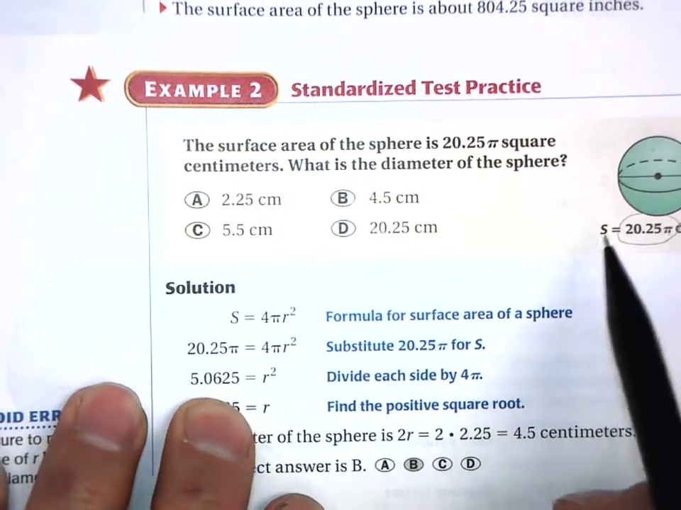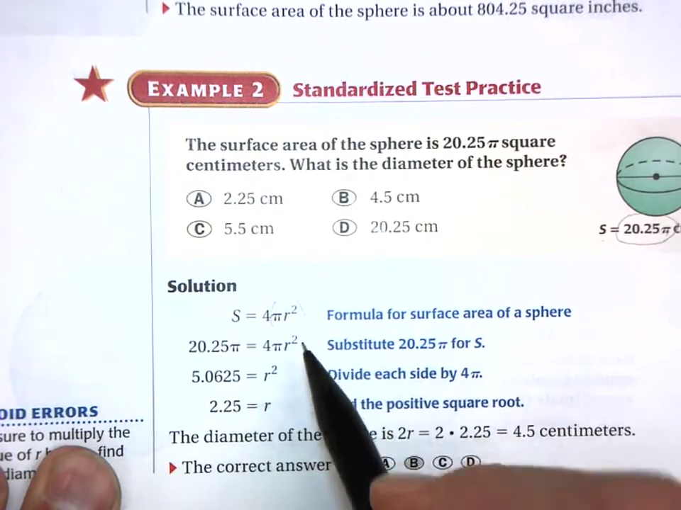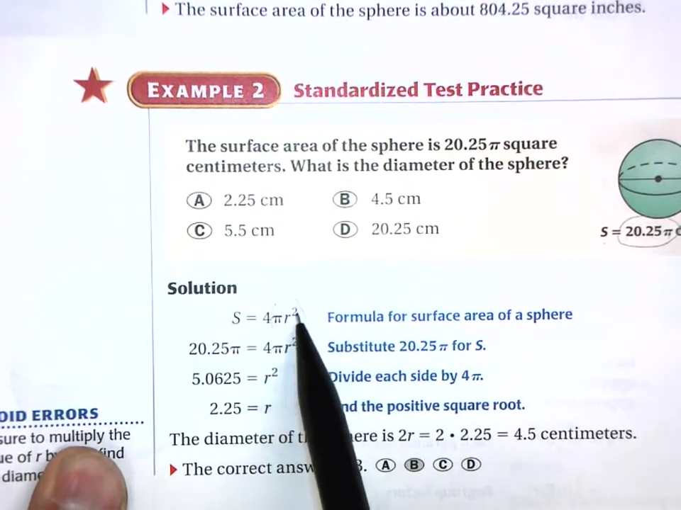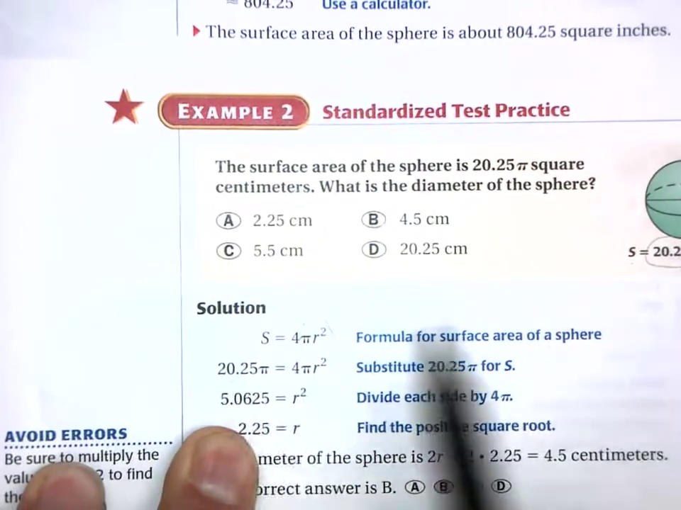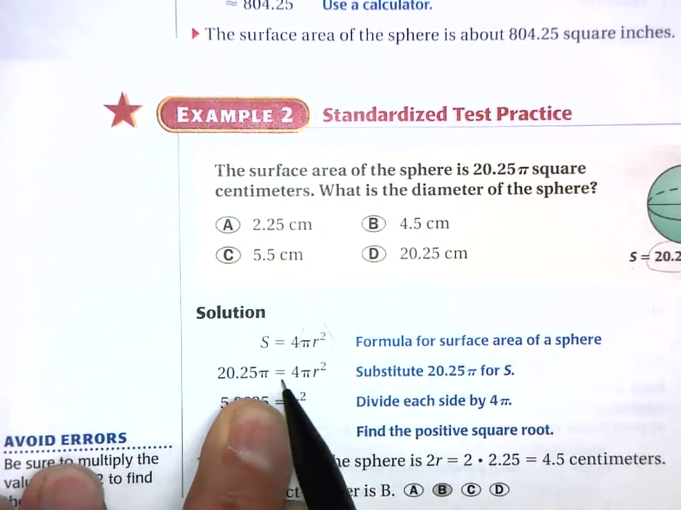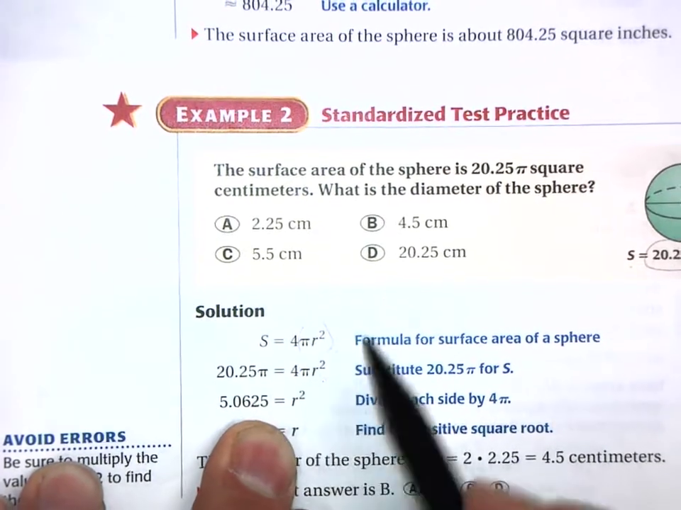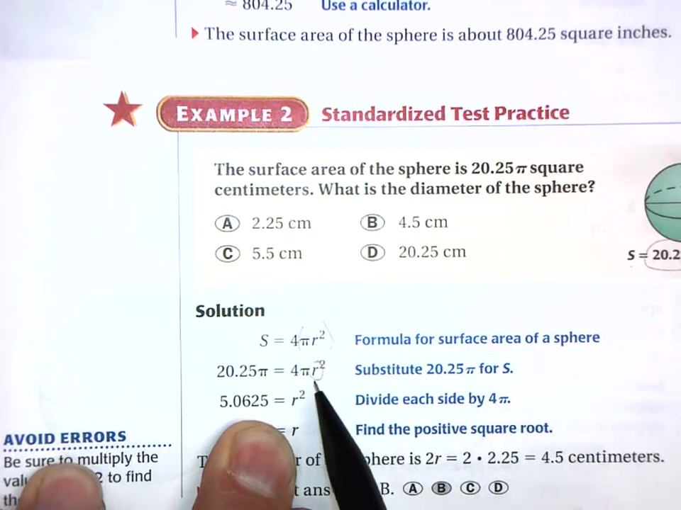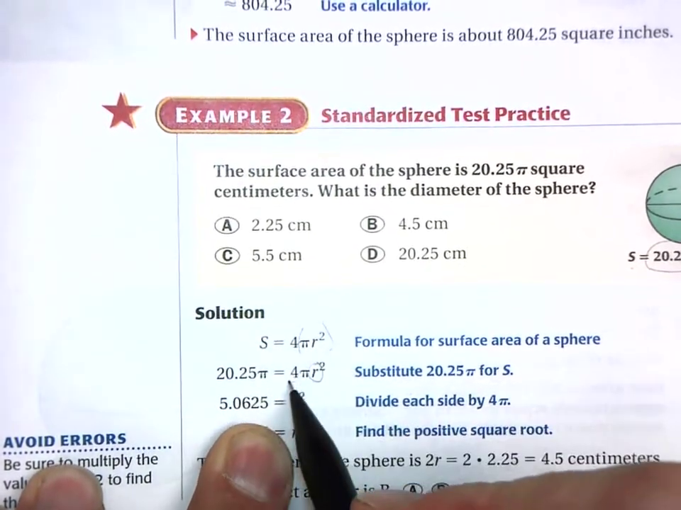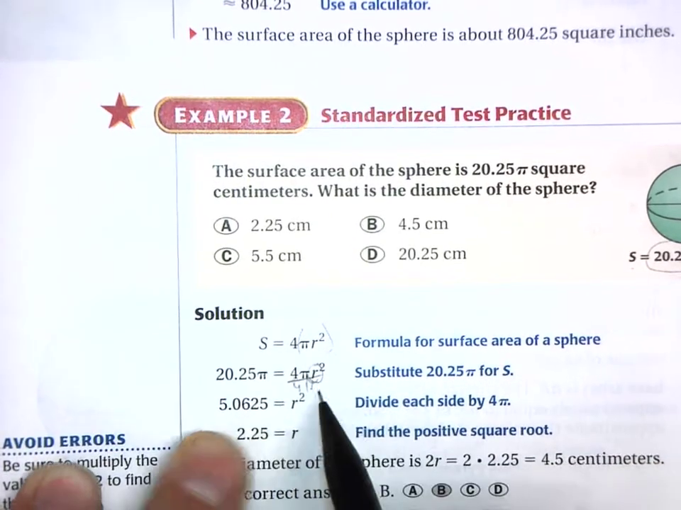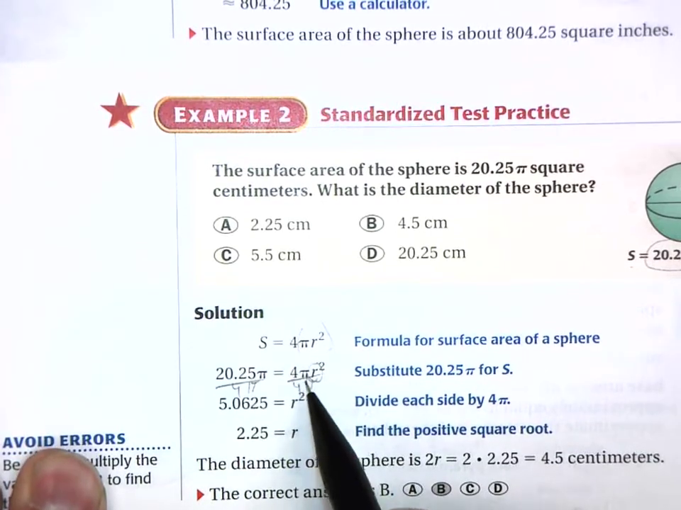And they want us to find the radius. So we start out with the same equation that we had before. Surface area equals 4 times pi r squared, and we plug in what we know. We know that the surface area is 20.25 pi, and then bring down the rest of the formula. So now this is an equation where the only variable is r. So now I can solve this equation for r. And how do I do that? I do that by dividing both sides by 4 pi.